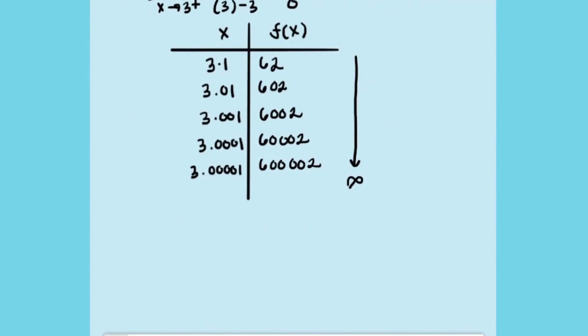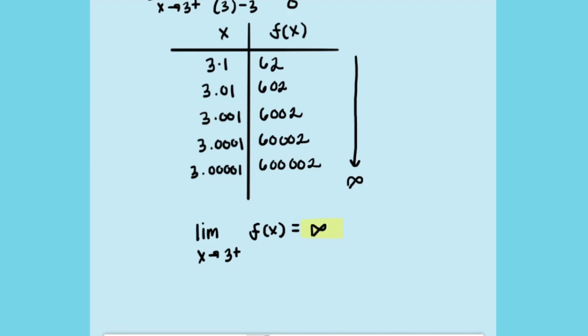Therefore, for the answer to this part, the limit as x approaches 3 from the positive direction of f of x is going to be positive infinity. But we can just write infinity, we don't have to do plus infinity. So that will be the answer to part A.